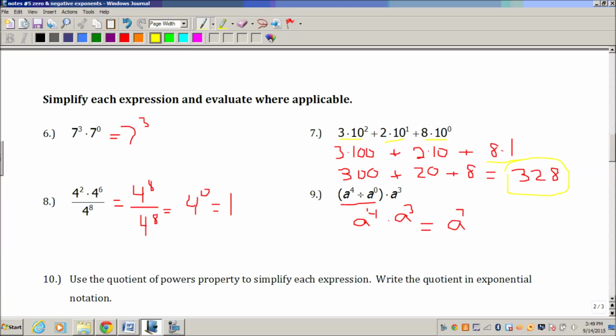And then in number 8, it simplifies to 4 to the 0 power, which we know is just 1, because anything divided by itself is 1. Okay?